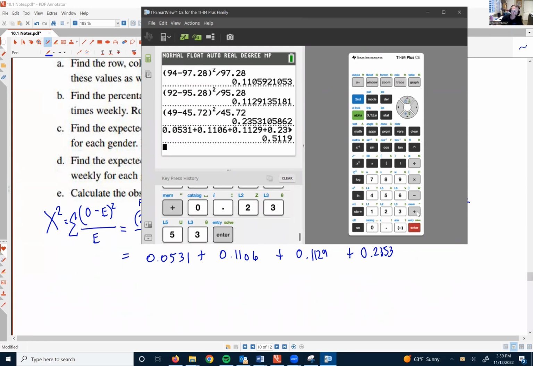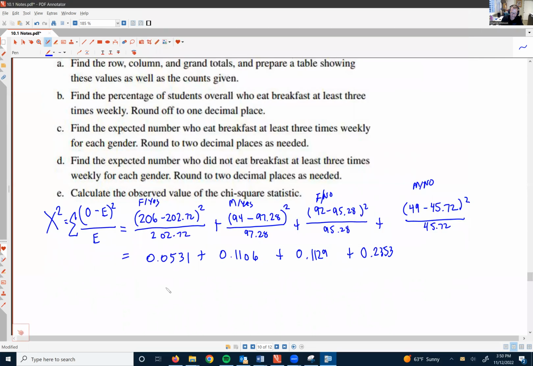Giving us 0.5119. So that's our chi-square test statistic, and we have to determine if this is big or small. 0.511 is, as we're going to see, pretty small.